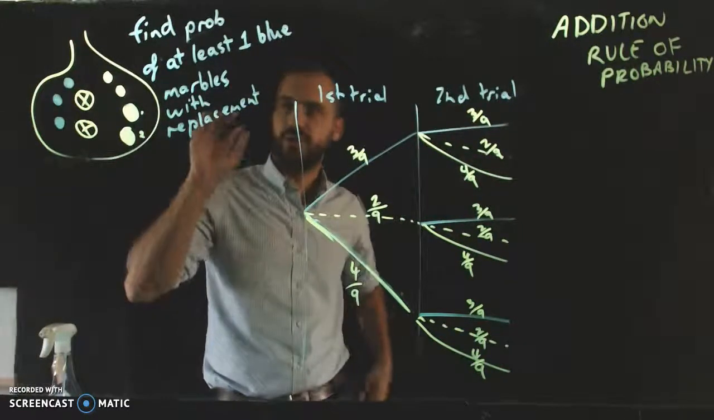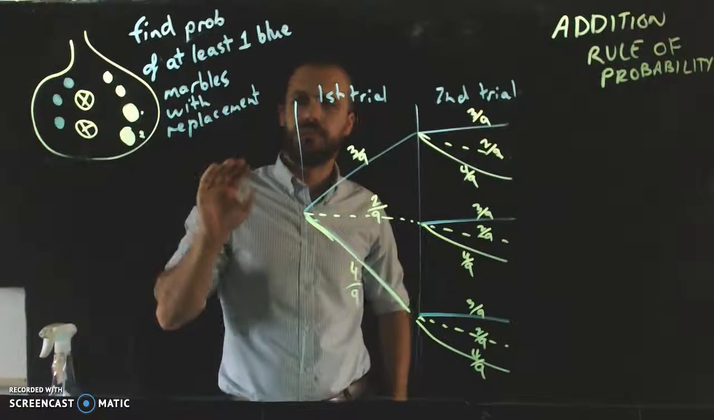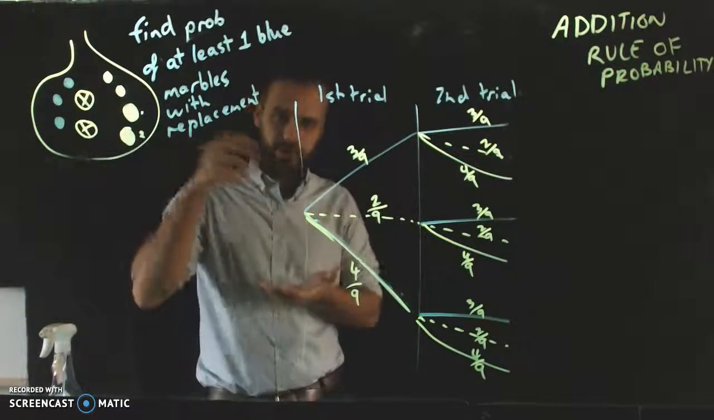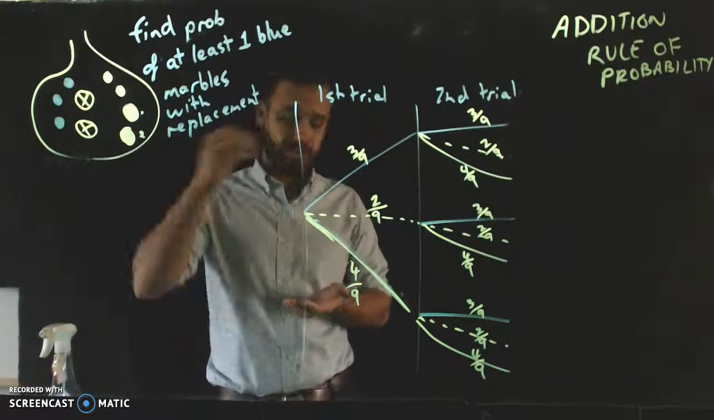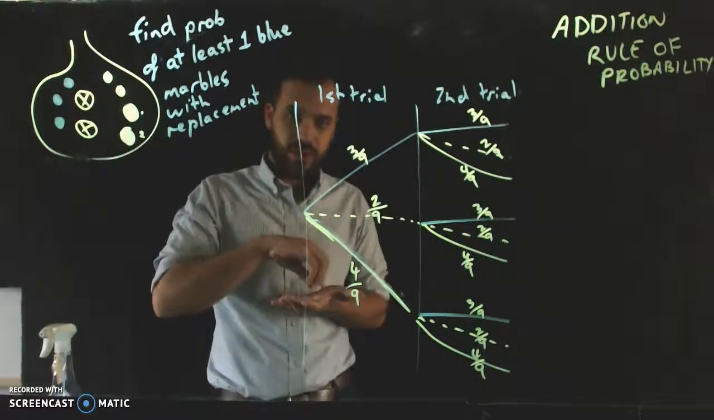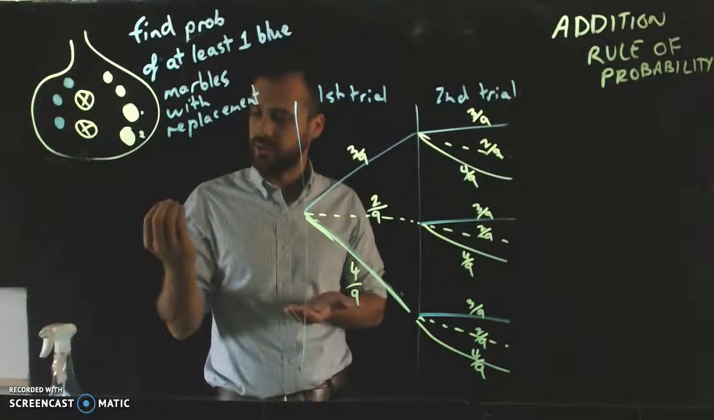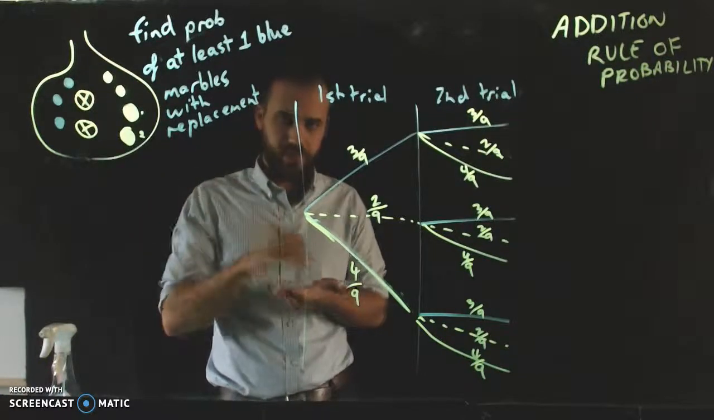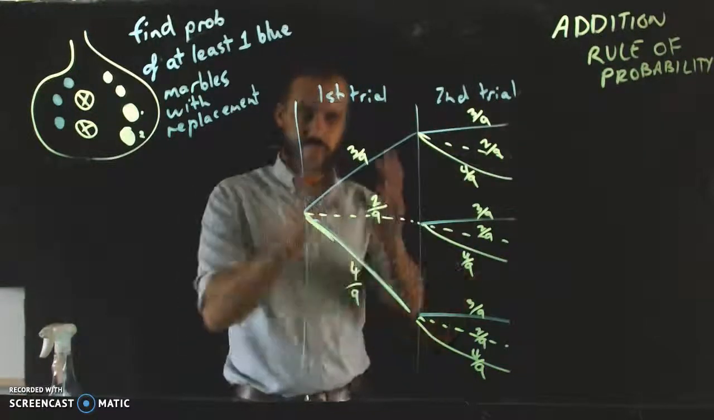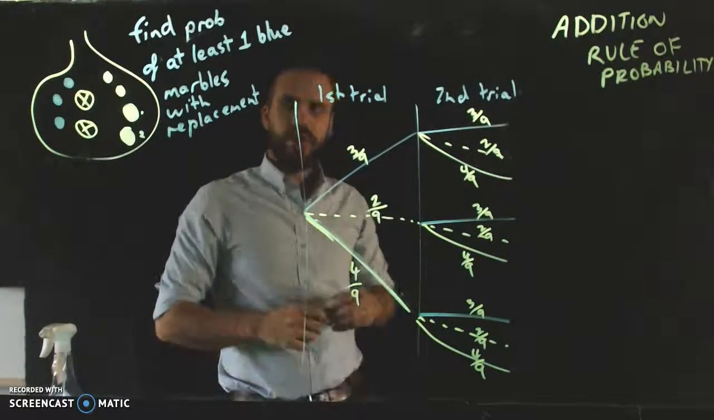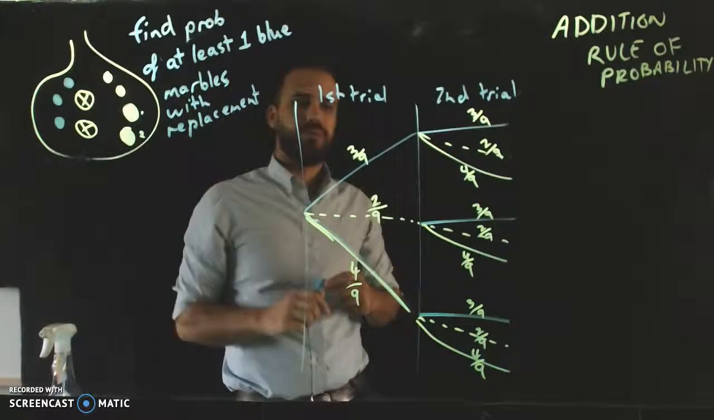Okay, first of all, find the probability of at least one blue marble. So you're reaching into the bag, you're pulling out one marble, and you're looking at it, and then you're putting it back. And then you're reaching into the bag, you're looking at a second marble, and then you're putting it back. So 2 times, right? And this is what our tree diagram looks like. At least one blue marble.